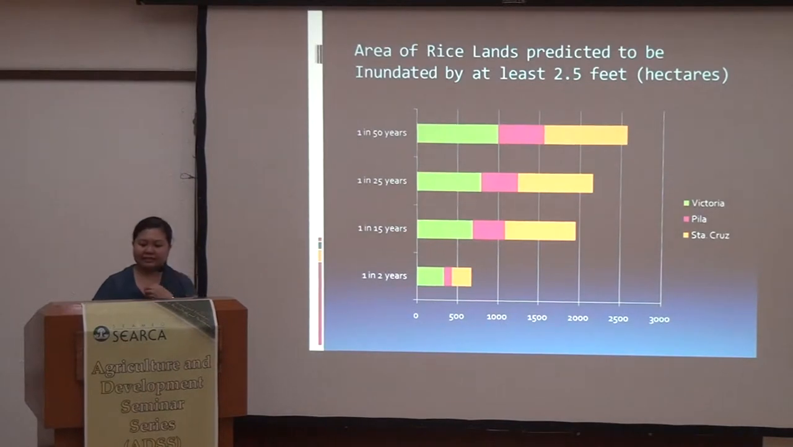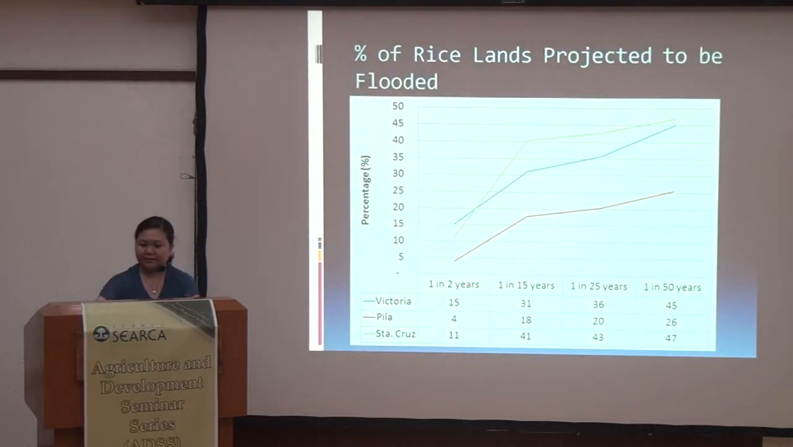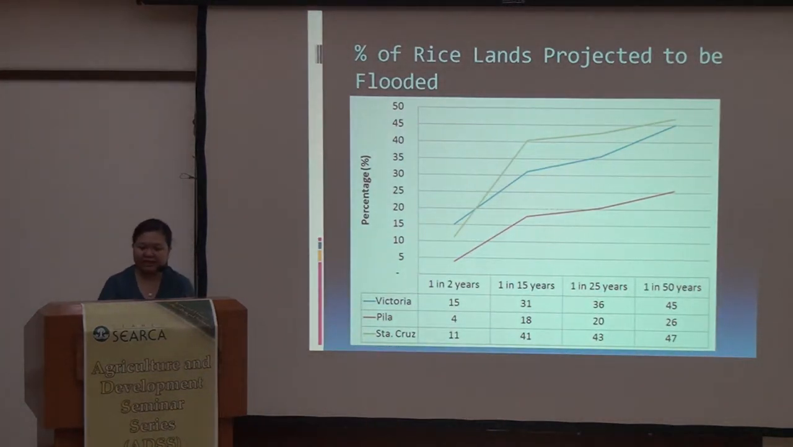In terms of rice lands, we predicted the areas that will be inundated by at least a 2.5-feet flood. We can see here that a 1-in-50-year flood can inundate more than 2,500 hectares of rice lands. In absolute terms, the largest would be in Santa Cruz, followed by Victoria and Pila. But in terms of percentage coverage, the highest is in Santa Cruz, okay? Inundating as much as 47% of their total rice lands for a 1-in-50-year flood, followed by Victoria and last by Pila.